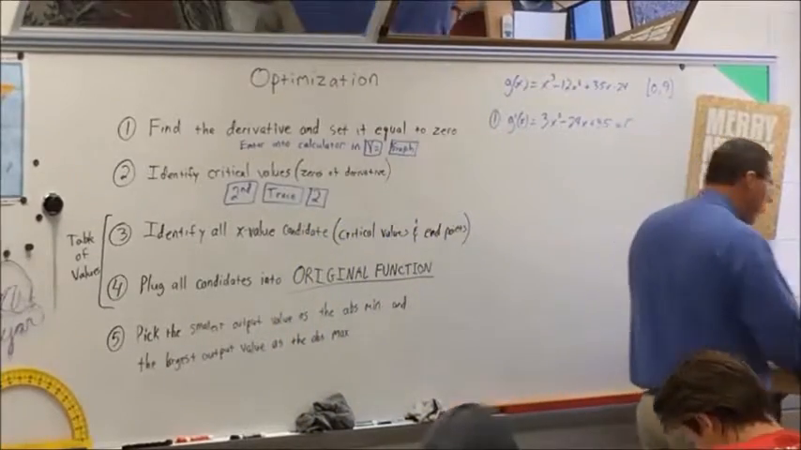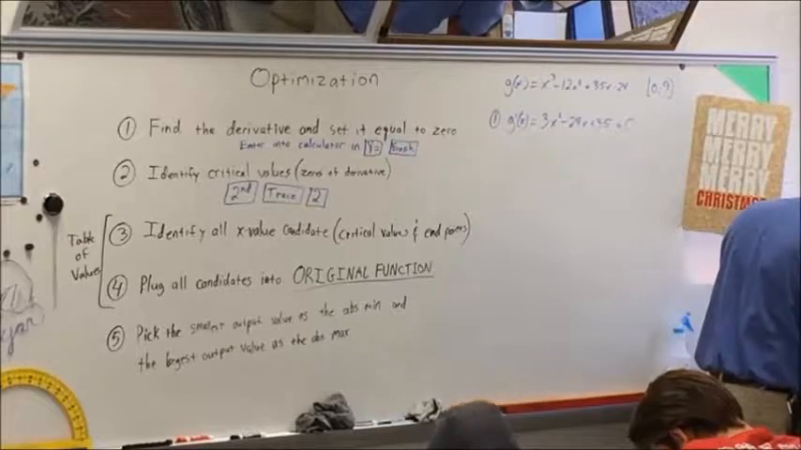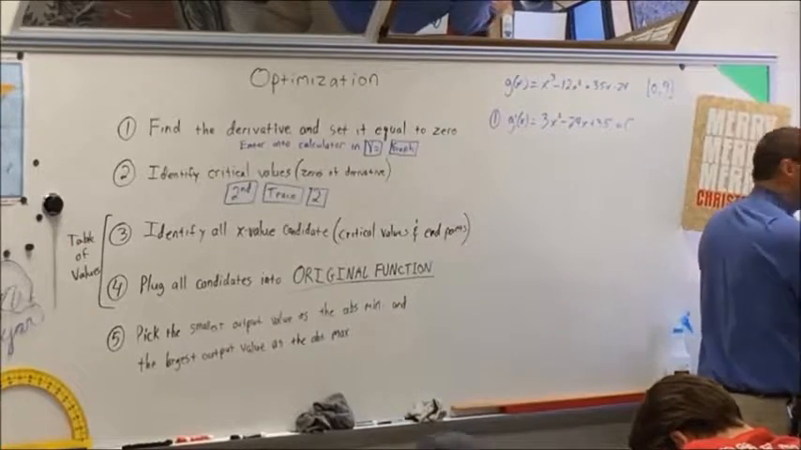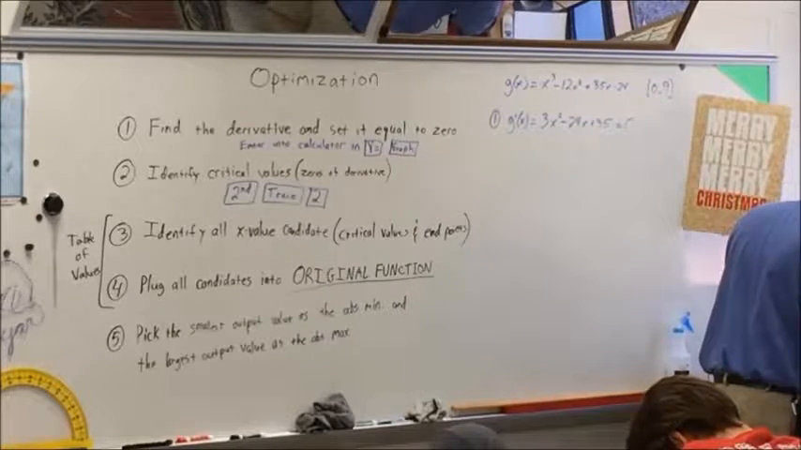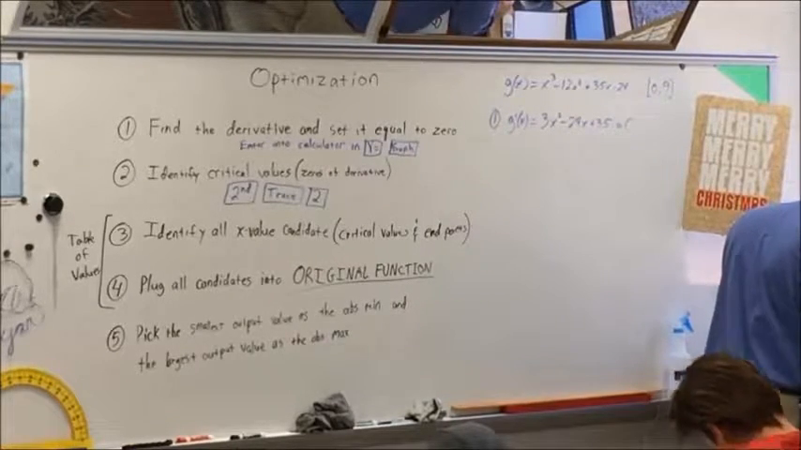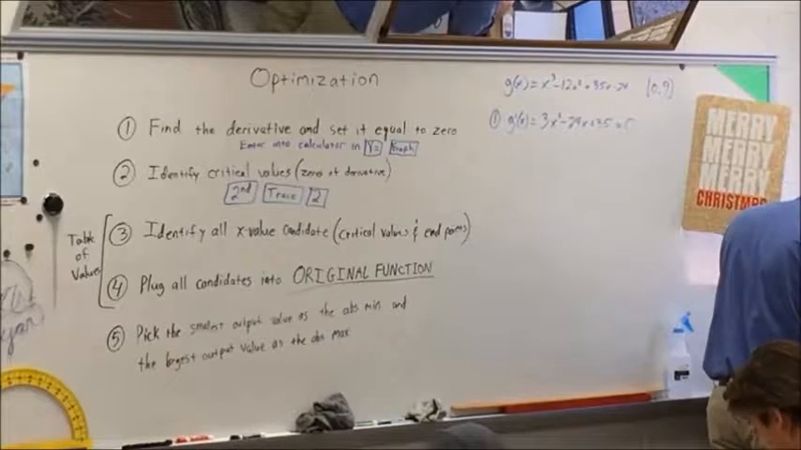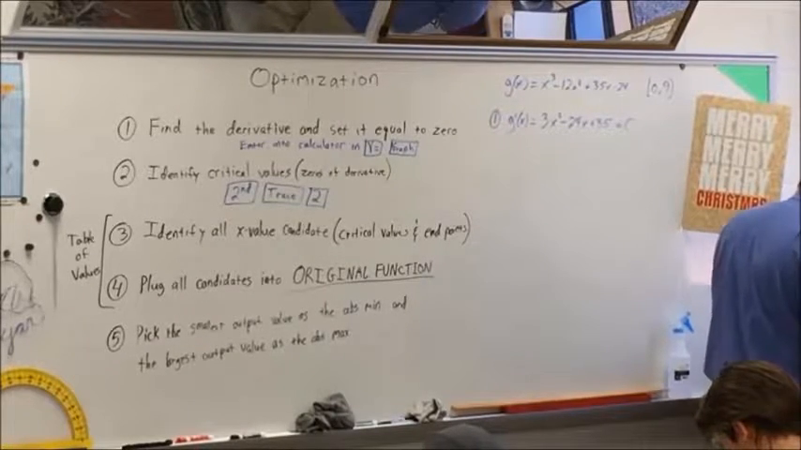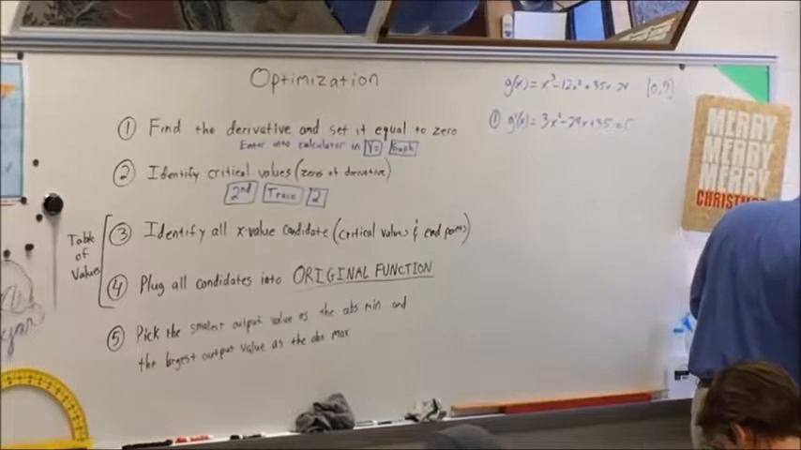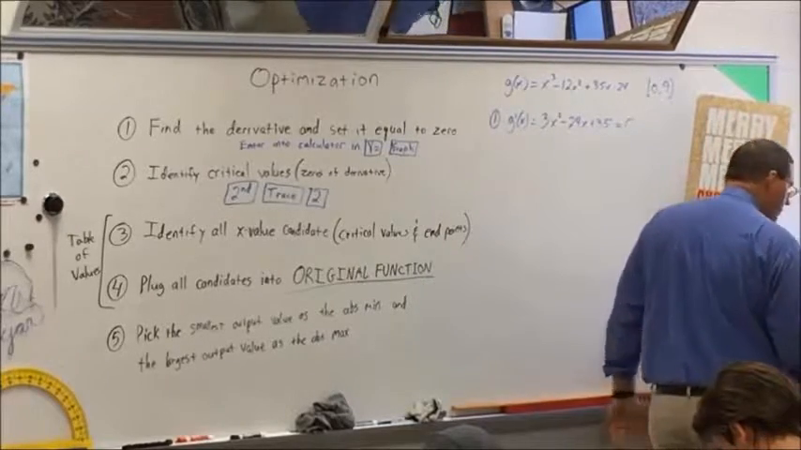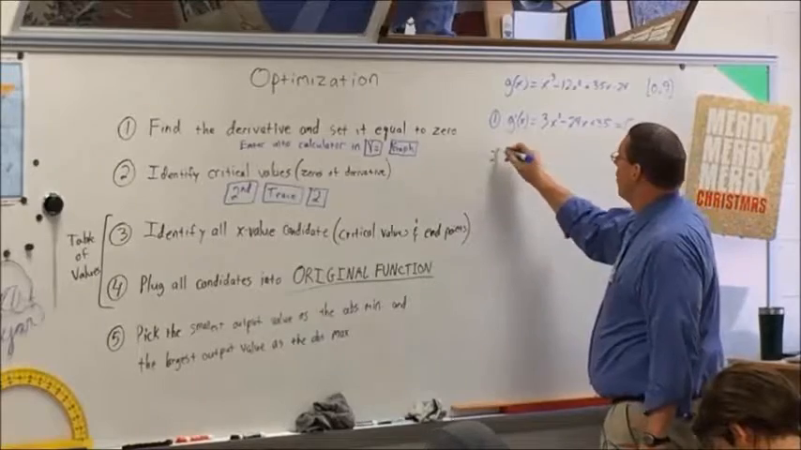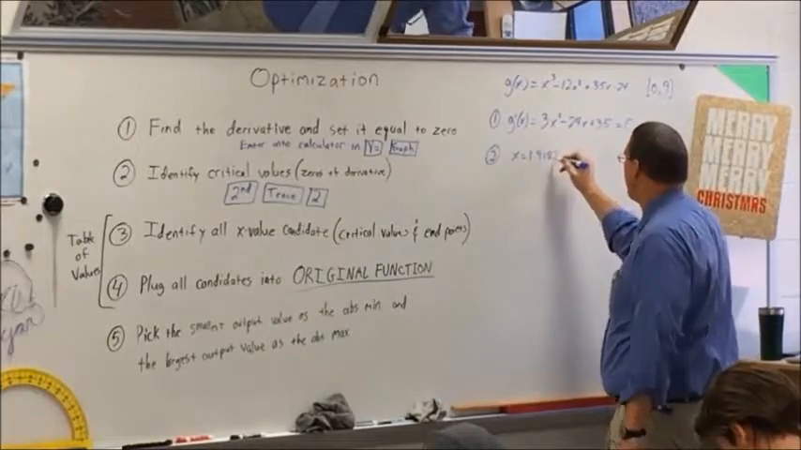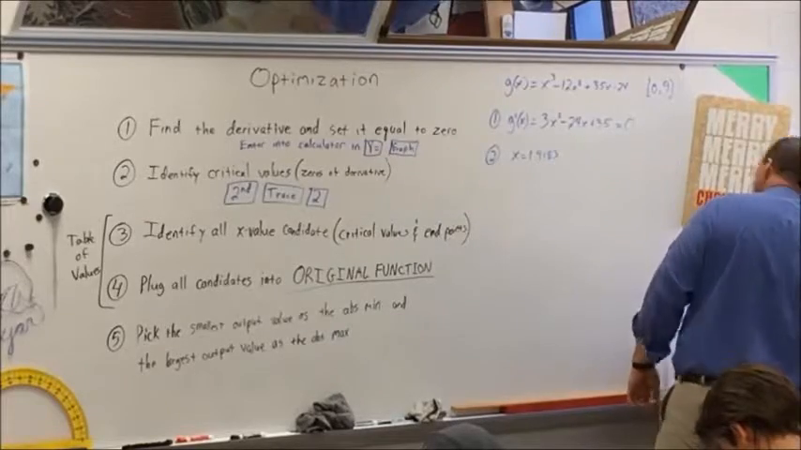So now, if I press second trace, option 2, do you see where that zero is right there? It's kind of near 2, right? So what should I put as my left bound? 1. And how about my right bound? 3. And then I just press enter when it says guess, and it says we have a zero at 1.9183. So step 2, x equals 1.9183. Is that right? Okay.